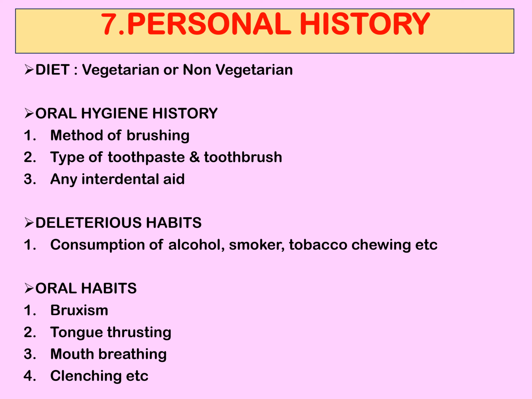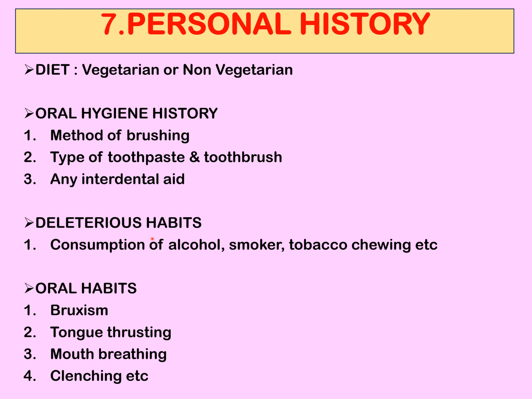Talking about the personal history, we ask the patient the diet, that is, if the patient consumes vegetarian or non-vegetarian food. In non-vegetarians, we can see more wear and tear of the teeth due to the fibrous component of the food. Next, we come to the oral hygiene history of the patient. In this, we ask the method of brushing, the type of toothpaste and the toothbrush, and how frequently the toothbrush is changed. Also, we ask the patient if the patient uses any interdental aid.